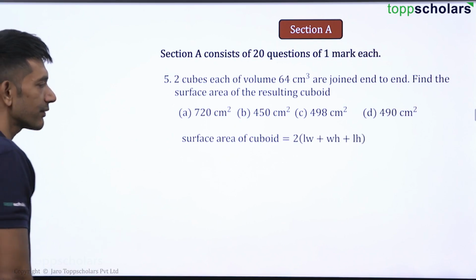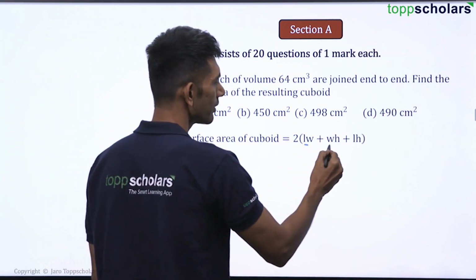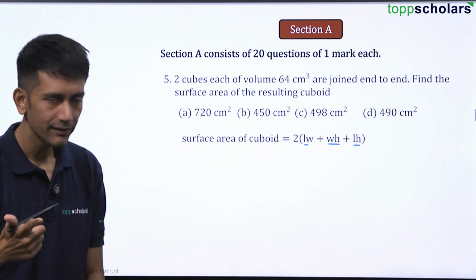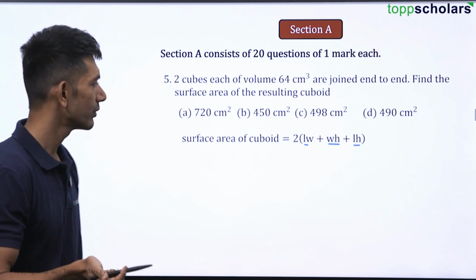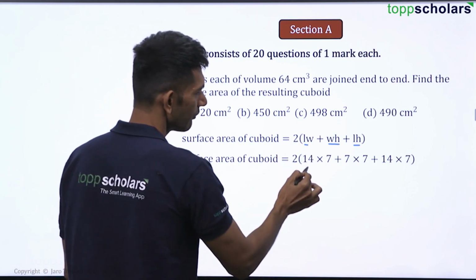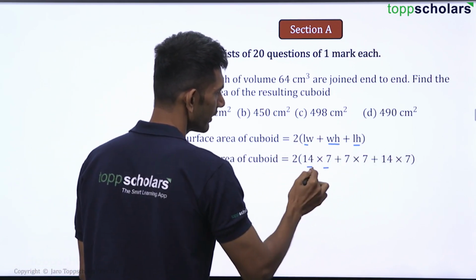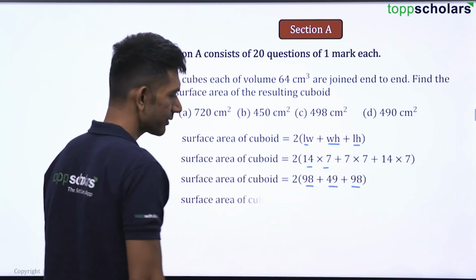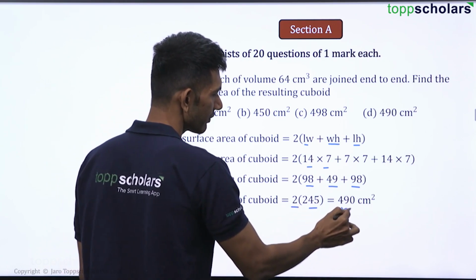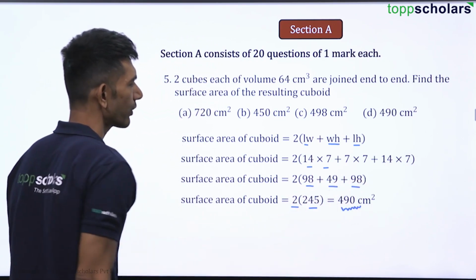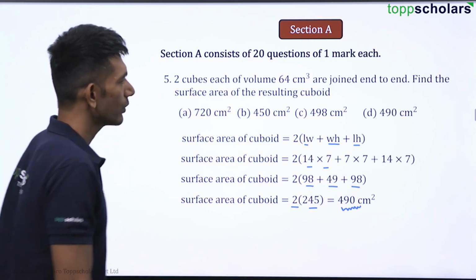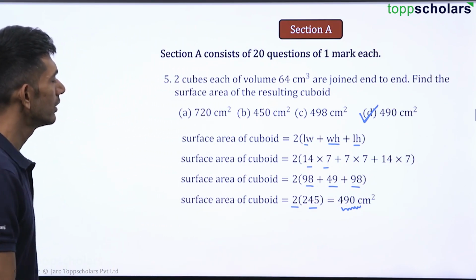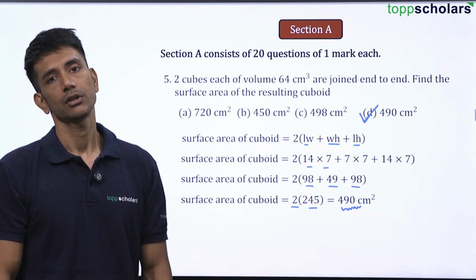And what is the surface area? Surface area of the cuboid is given by 2 times length into width plus width into height plus length into height. So length is 14, width is 7, height is 7, put the values. So 2 times 14 into 7 plus 7 into 7 plus 14 into 7. So 98 plus 49 plus 98, right? And then you add this, 2 times 245, that is 490. The bracket is 245. 490 we have, okay, we have it in the options, which is option D, and option D is the correct option. So I hope you have understood how to find out the surface area of the cuboid as well.